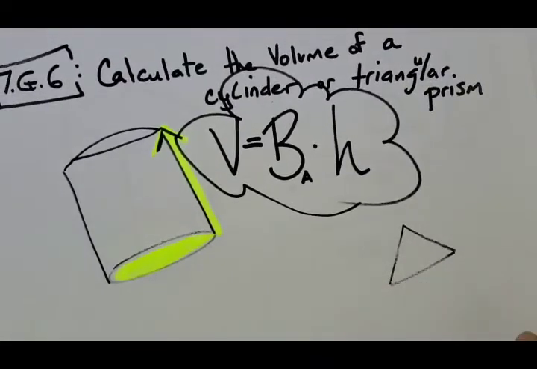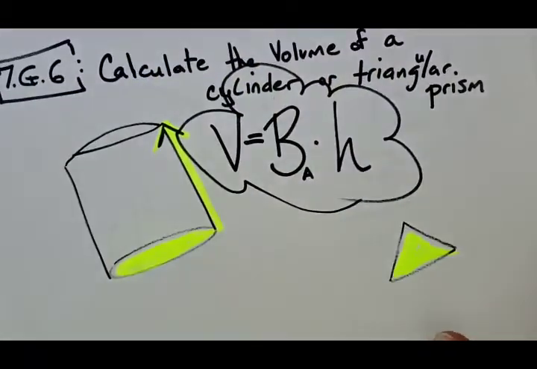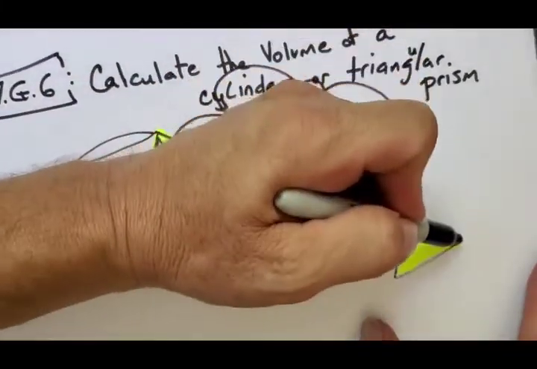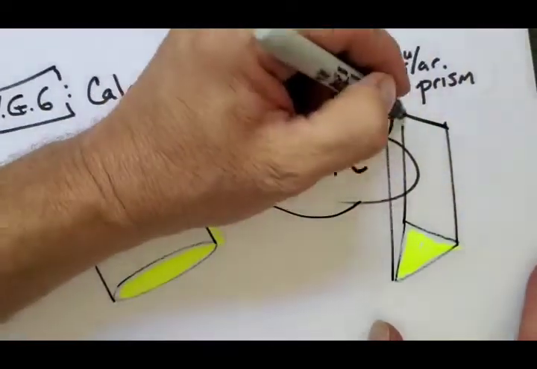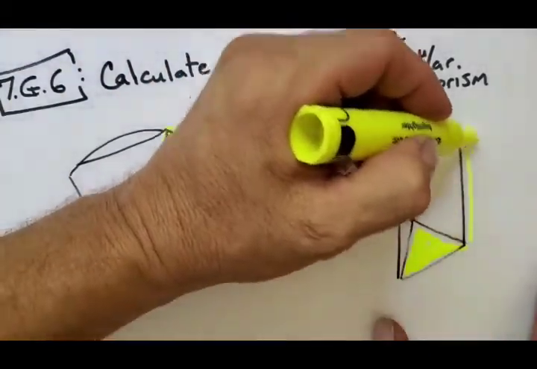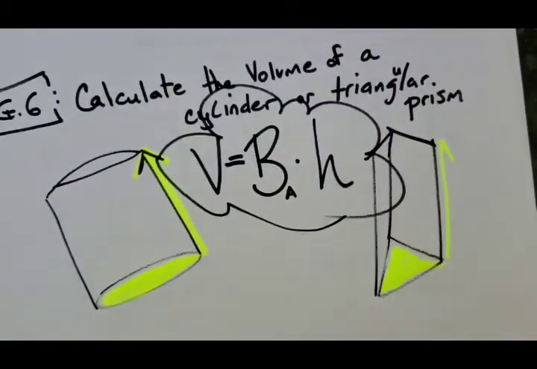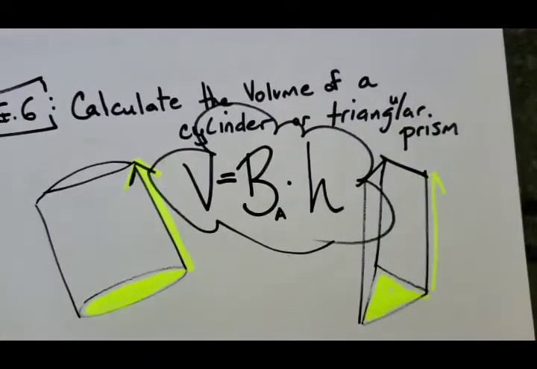But even a triangular prism, if you think about it, it's a triangle at the base. So we'll find the area of the base, the area of the triangle, and then we're going to multiply that by how many layers there are. So I've got a couple of quick examples for you that I'll go along and do with you. Let's start with the triangular prism.